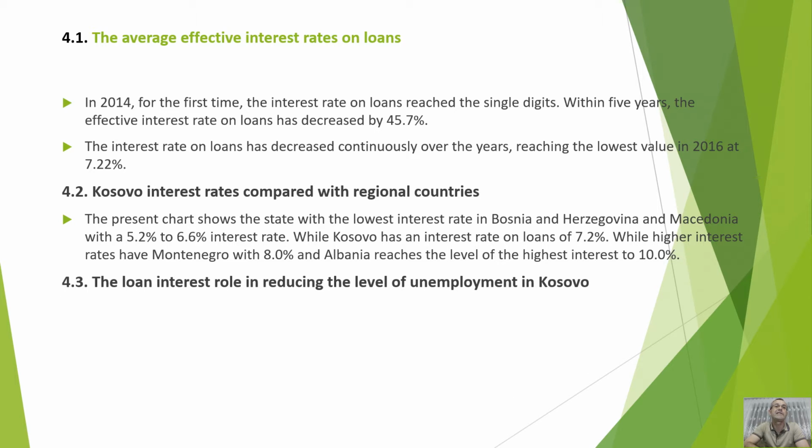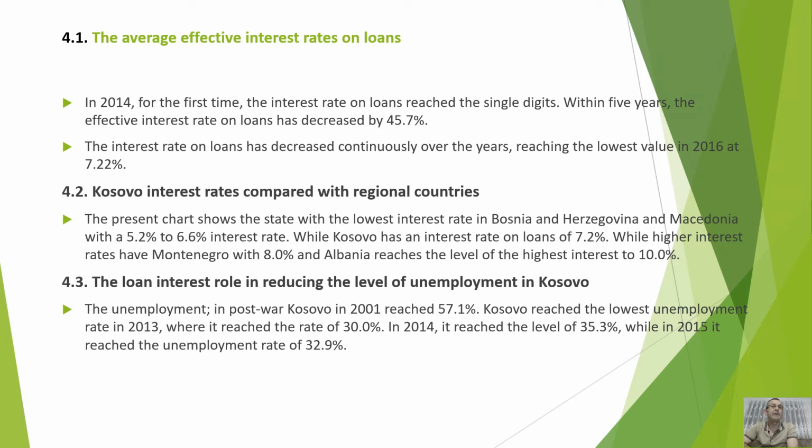The loan interest role in reducing the level of unemployment in Kosovo. The unemployment in post-war Kosovo in 2001 reached 57.1%. Kosovo reached the lowest unemployment rate in 2013, when it reached the rate of 30%. In 2014, it reached the level of 35.3%, while in 2015 it reached the unemployment rate of 32.9%.